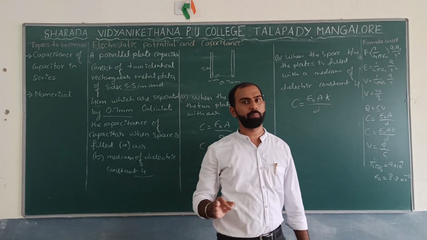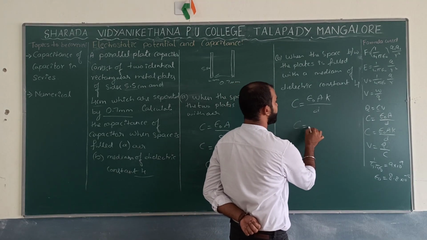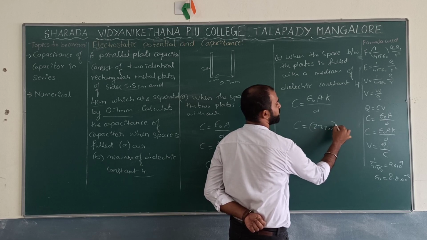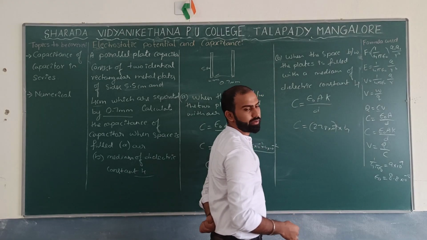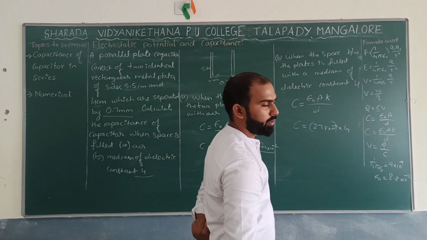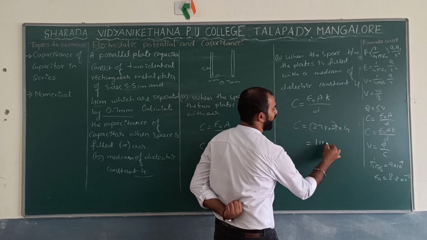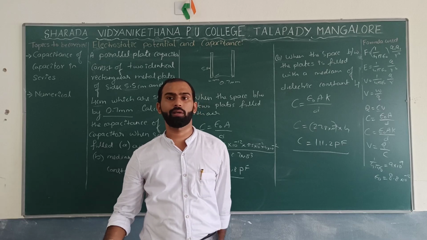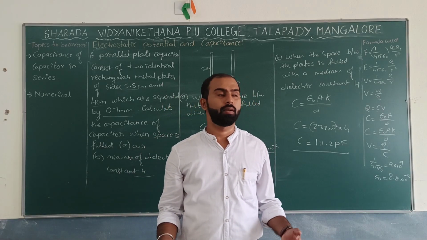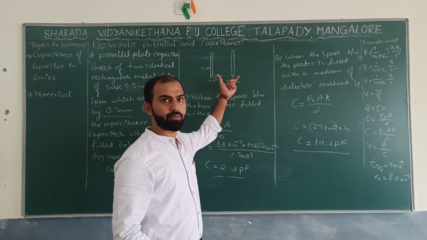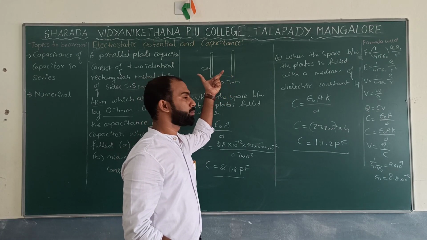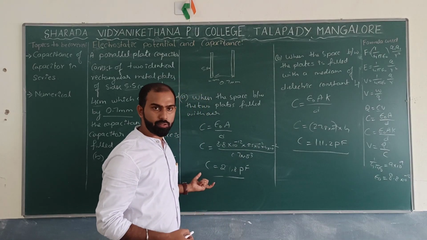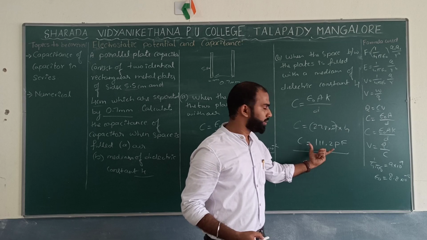That is 27.8 picofarad. So similarly, C is equal to 27.8 into 10 to the power minus 12 into 4. What can I write over here? That is 111.2 picofarad. This is how exactly we can expect it if we have a dielectric medium between the plates, as well as if the space is filled with air or vacuum.